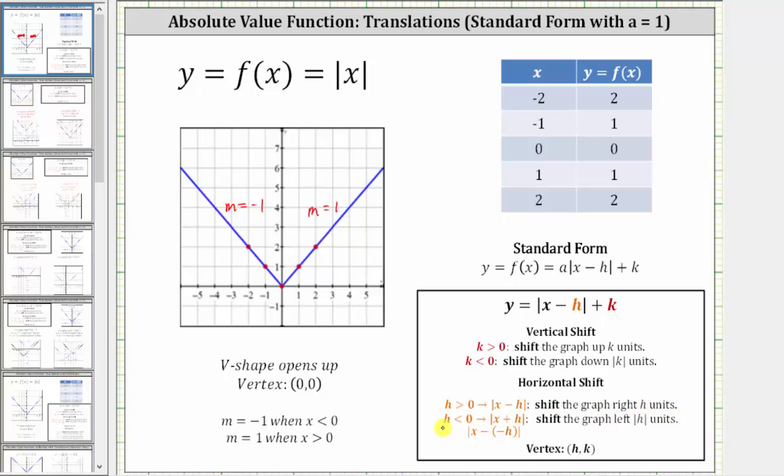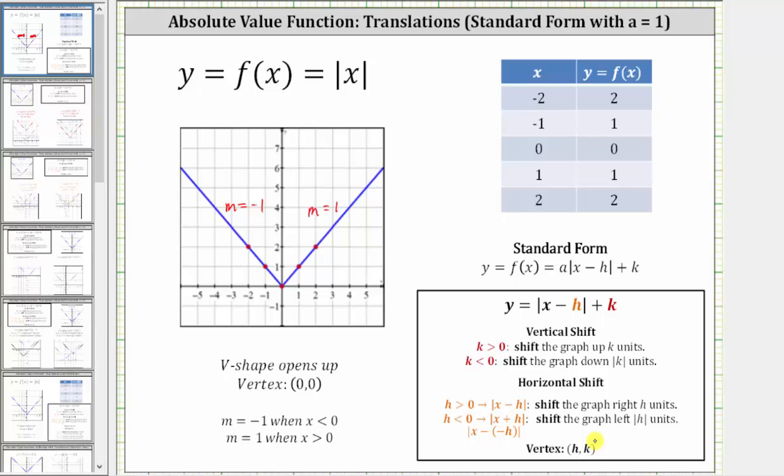And when h is less than 0 or negative, we would have the absolute value of the quantity x minus negative h, which simplifies to x plus h. So when we have addition here, h is negative, and the graph is shifted left, the absolute value of h units. And now for k, when k is positive or greater than 0, the graph is shifted up k units, and when k is less than 0 or negative, the graph is shifted down, the absolute value of k units. And then finally, the vertex is the ordered pair h comma k.